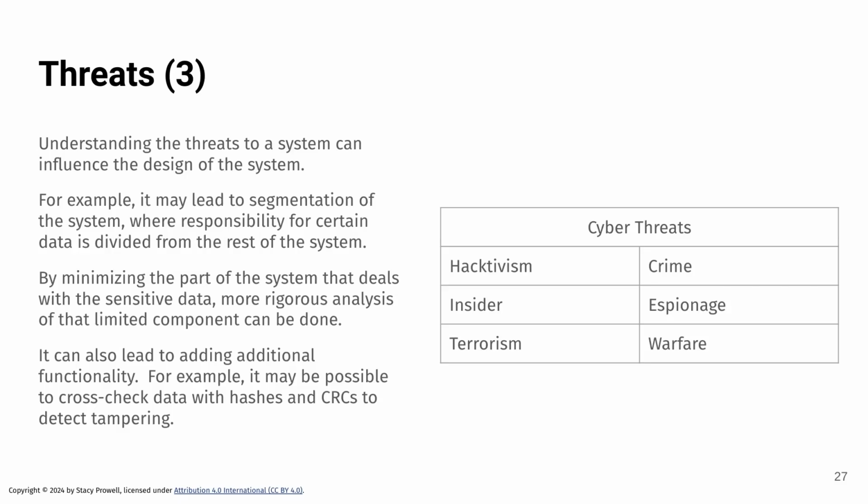It can also lead us to add additional functionality. Why would we add more functionality to the system because of this? Well, we might do things like cross-check data. An example of this is something called CRCs, or cyclic redundancy checks, hashes, all these kinds of things. They can let us detect tampering, right? If one of the threats is the data we have could be tampered with, then we might want to redesign part of the system to make it possible to detect tampering, right?